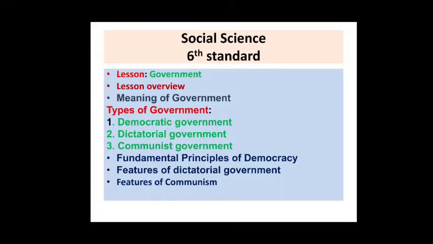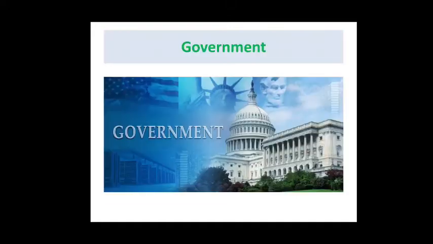Children, today's lesson is Government. Lesson overview: meaning of government, types of government, democratic government, dictatorial government, communist government. So, all the government: features of democracy, principles of democracy, features of dictatorial government, features of communism. Children, already, our country is India. How many states are there? How many union territories are there?